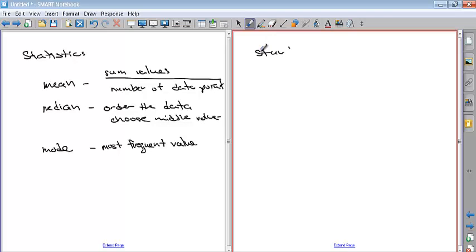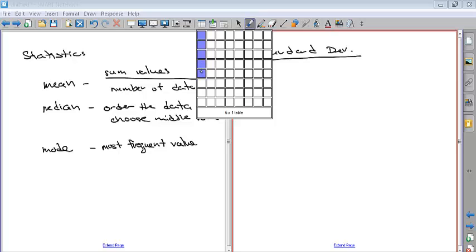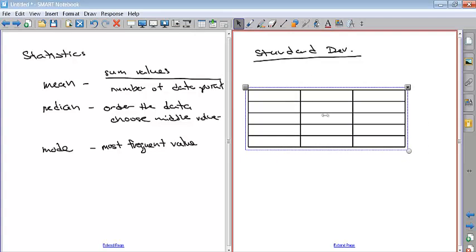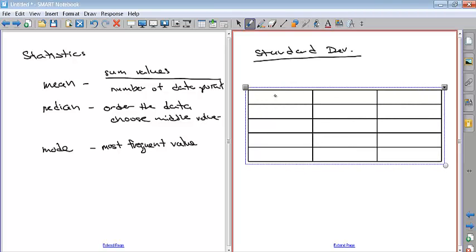Standard deviation. We did that in your project, and what we had was a table where we had the data, we had the deviation, we had the deviation squared. So let's just set up a simple table. This would be the data, which we'll call x, say. It doesn't matter how many data points I have. Procedure is the same. So be able to fill this kind of table out. So here you'd have the deviation, here you'd have the deviation squared.